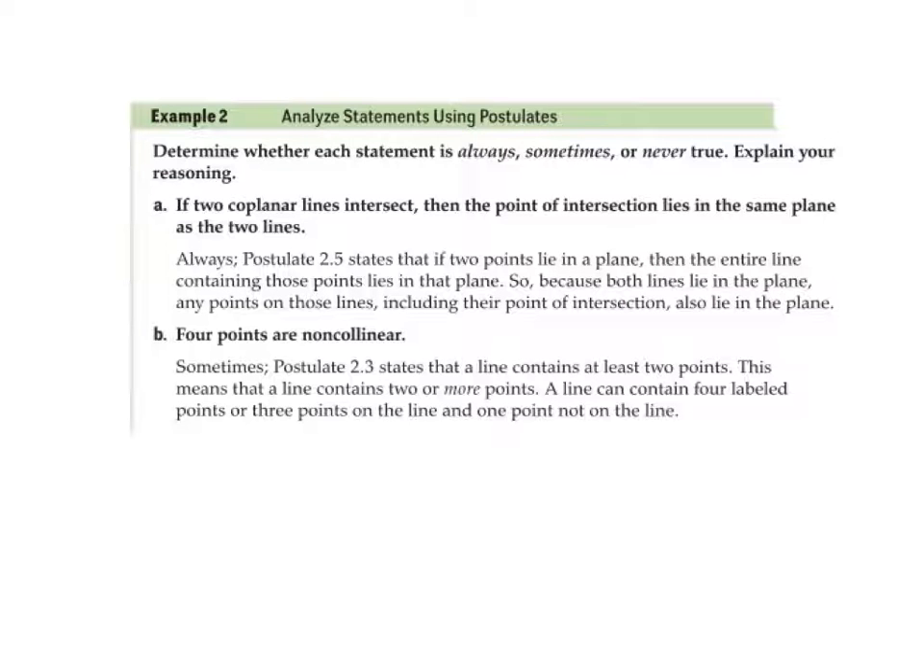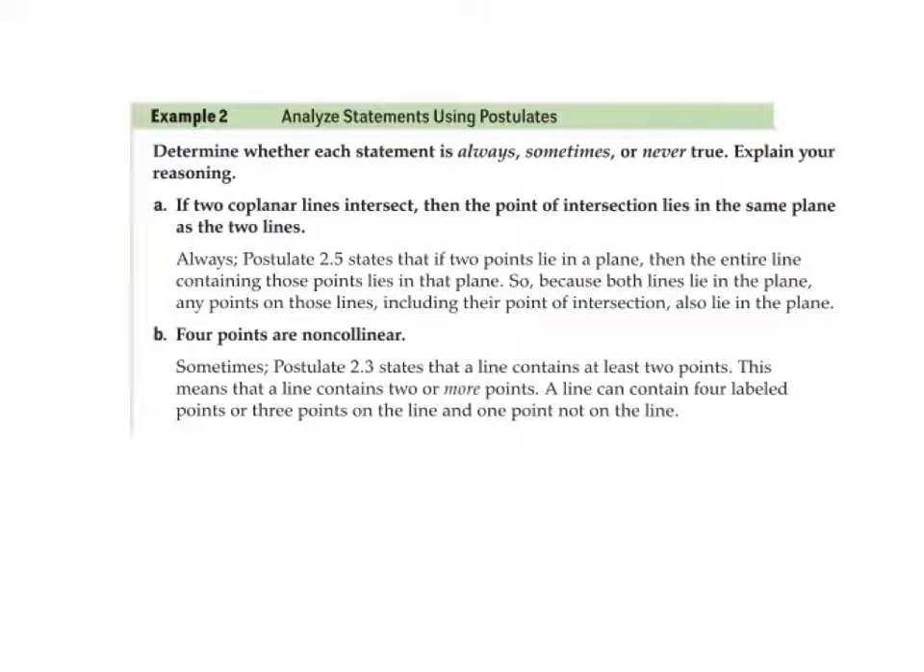Okay, so here's where it starts getting a little bit tricky. Determine whether each statement is always, sometimes, or never true, and explain your reasoning. Okay, so there's several things you have to do here. First and foremost, you have to work out whether it always happens, if it sometimes happens, or it never happens. And if it's always or sometimes, you then need to come up with the postulate that gives that. Again, going back to that table of values.